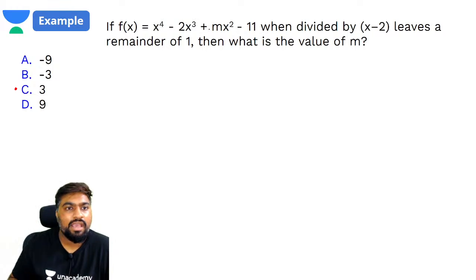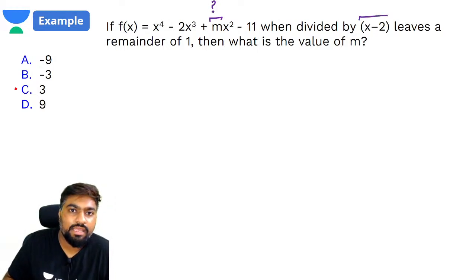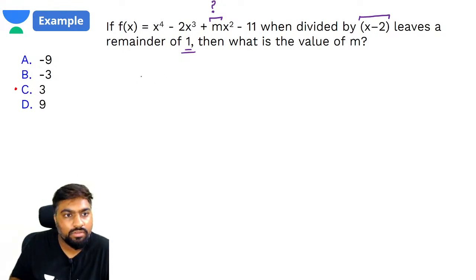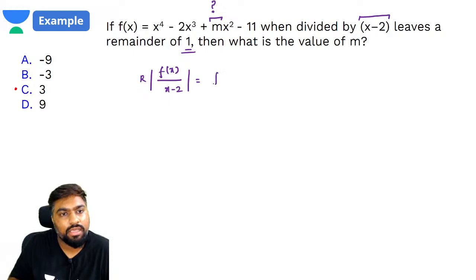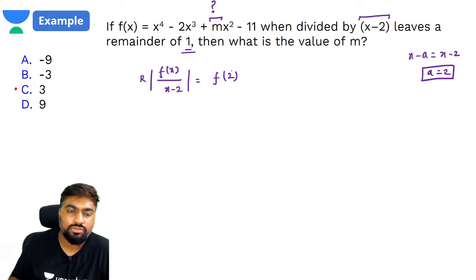So look at this. F of x is given, but there are two variables, right? We have no clue what m is. They're saying when it is divided by x minus 2, it leaves a remainder of 1. So what do we know? We know that remainder when f of x is divided by x minus 2 is nothing but f of 2, because x minus a is equal to x minus 2. So a is 2, right? So f of 2 is equal to 1, they are saying.